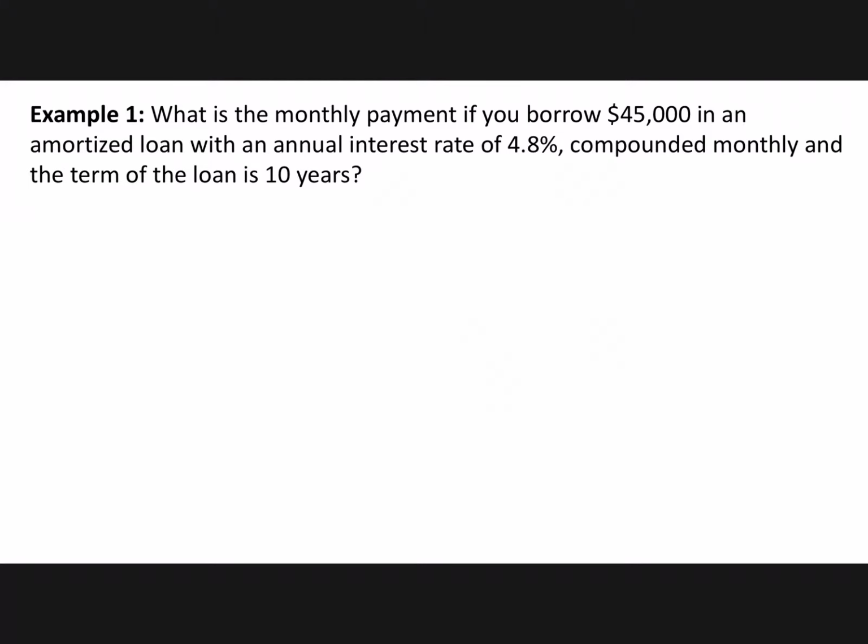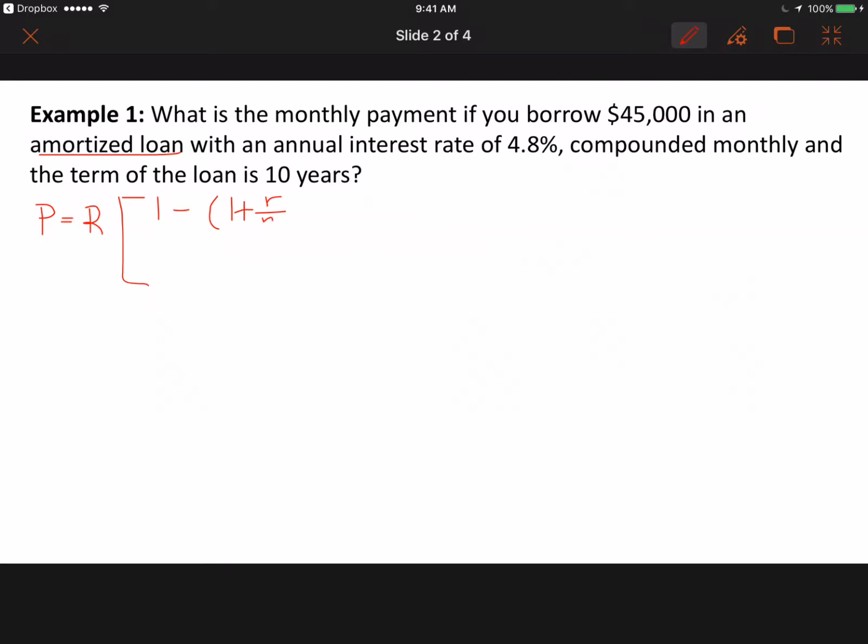All right, so here's our first example. What's the monthly payment if you borrow $45,000 in an amortized loan with an annual interest rate of 4.8% compounded monthly, and the term of the loan is 10 years? We are told that it's an amortized loan, so that means we want to use the formula P equals R times (1 minus (1 plus r over M) to the negative MT) all divided by r over M.